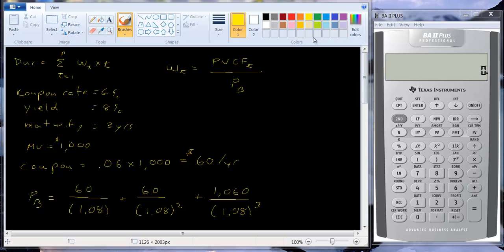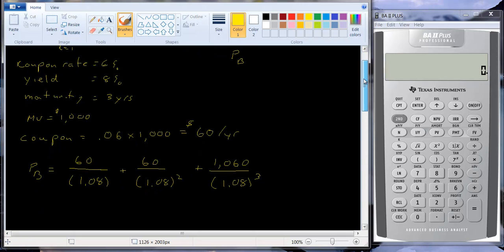We said that duration was equal to a weighted average of these time periods, and the weight was equal to the present value of each cash flow divided by the price of the bond. And if you added up all of the present values, you get the price of the bond. So what are you getting? You're getting the percentage of the cash flow in present value terms that's received in time period T. And so let's look at some actual numbers. It might be a little bit clearer.